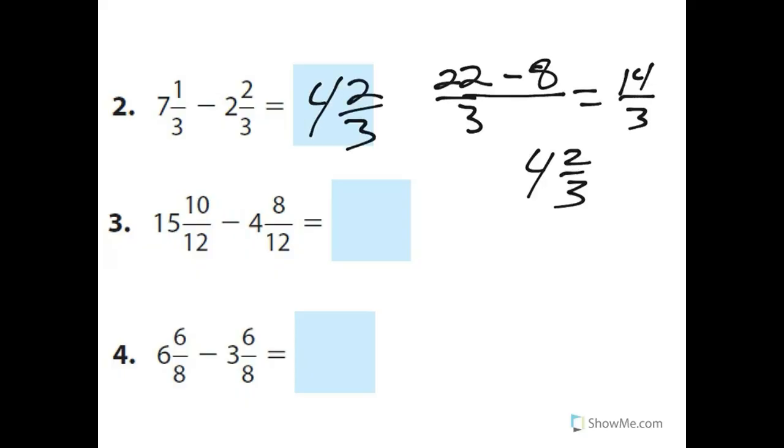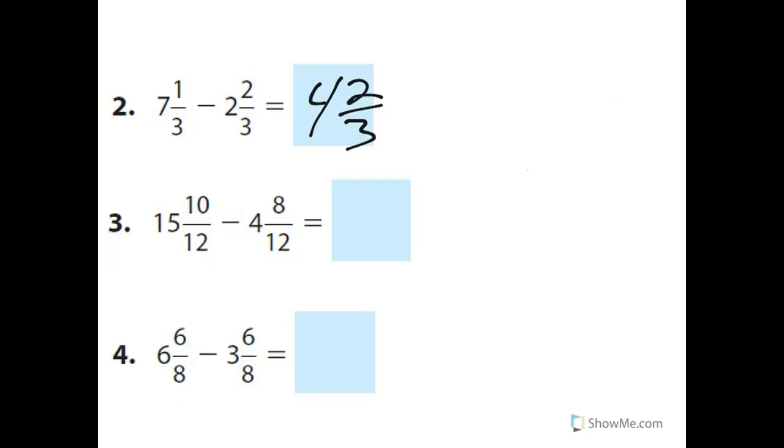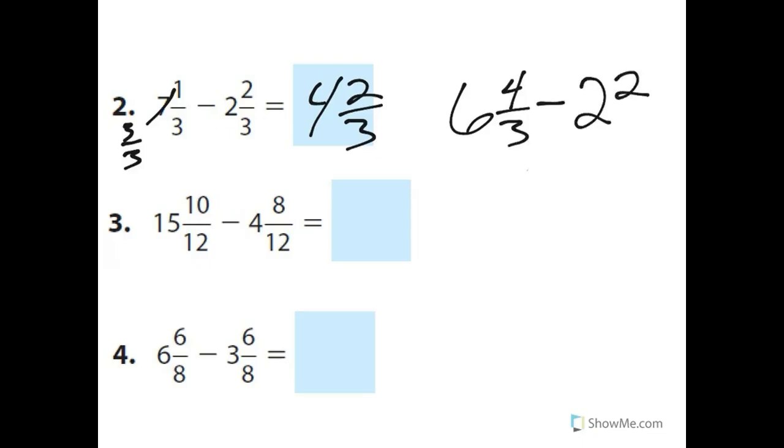But let me show you another way. And this way you would want to use when you have large numbers, right? So 7 and 1/3, I can't subtract the 2/3 from the 1/3, so I'm going to do what's called borrowing. I'm going to borrow 1 from the 7, make it 6. Then I'm going to add 3/3 to 1/3. Why 3/3? Well, 3 over 3 is 1. I'm borrowing 1, so I'm going to add it to 6 and get 6 and 4/3. Then I have 2 and 2/3.